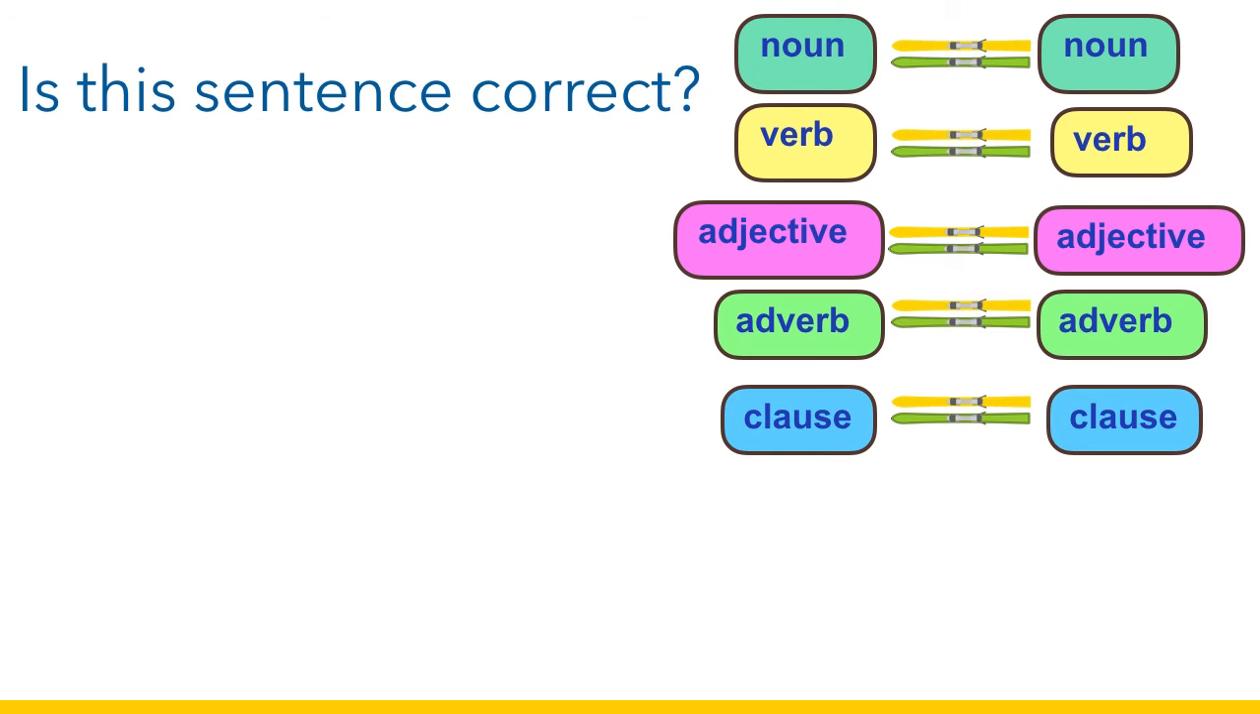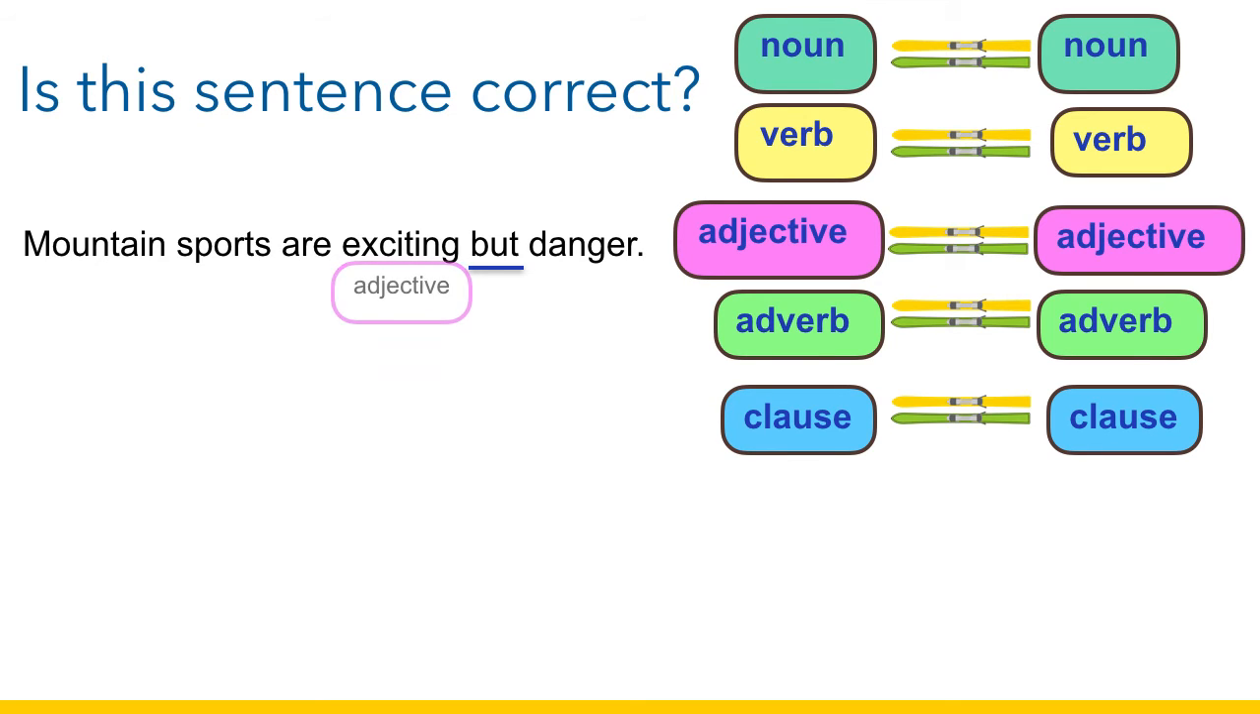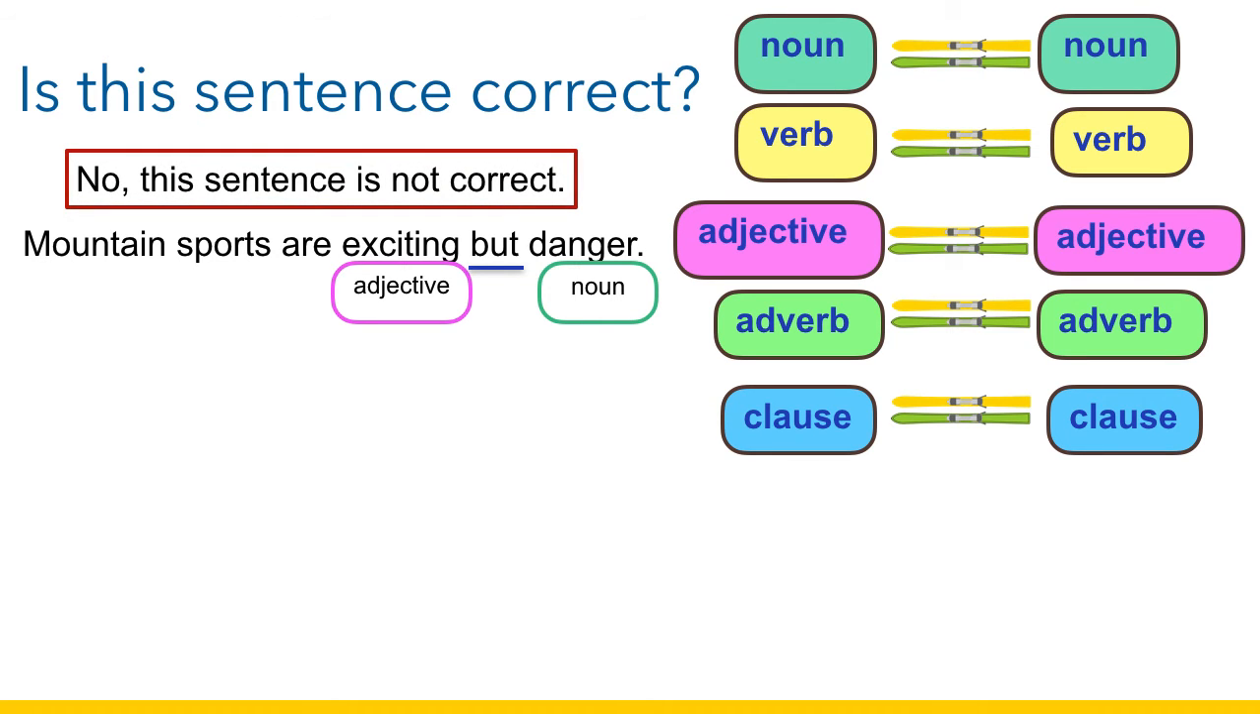Think about parallel structure. Is this sentence correct? Mountain sports are exciting but danger. The first thing you need to do is find the conjunction. Then look to the left and the right. To the left, we have an adjective, exciting. And to the right, danger. Is that an adjective? Nope, that's a noun. That means this sentence is not correct. The construction is not parallel, not equal.